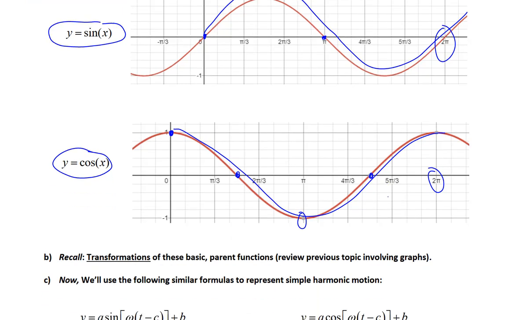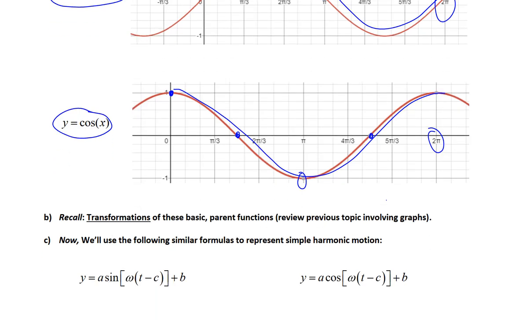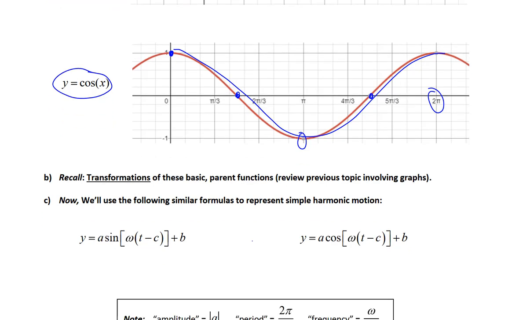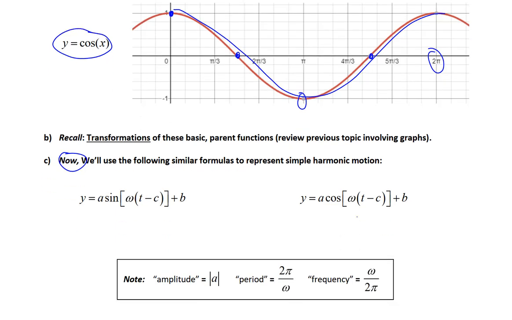So you'll also recall that we did transformations on these basic functions, or what we call parent functions. And so you may want to actually review that previous topic to get familiar with it if it seemed shaky then or still now, because we're really going to use a lot of the same stuff in this modeling of harmonic motion. So now we'll use the following similar formulas to represent simple harmonic motion. Again, if you go back and review the topic on transformations, you'll notice some formulas that look very similar to this, but some of the letters or variables were different.